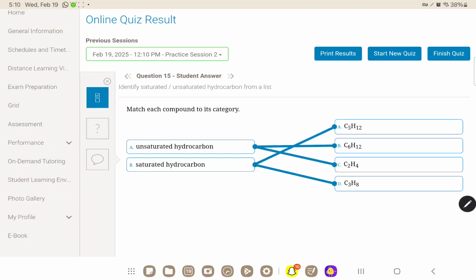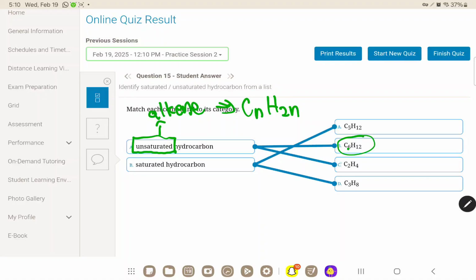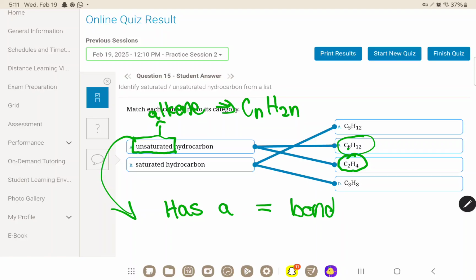Now, here, this question is memory with understanding. Whenever they tell you unsaturated, it means it is an alkene. And we said alkenes have a general formula of CnH2n. So C6 times 2, 12. So this is an alkene. And C2H4 is also double the number of hydrogens than carbon. So it's also unsaturated. What does unsaturated mean? Unsaturated means has a double bond.